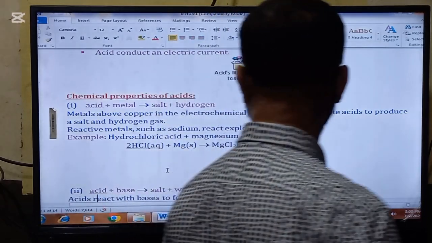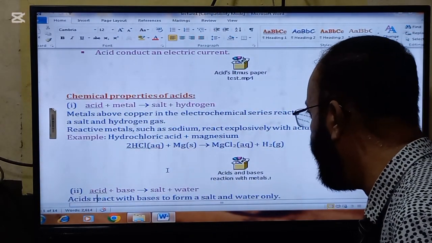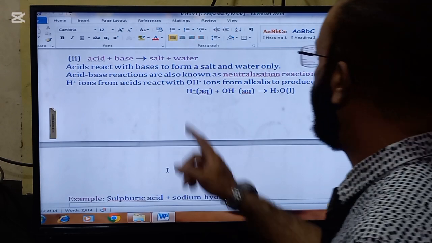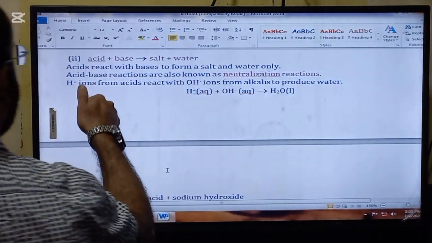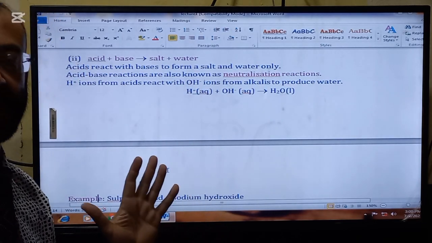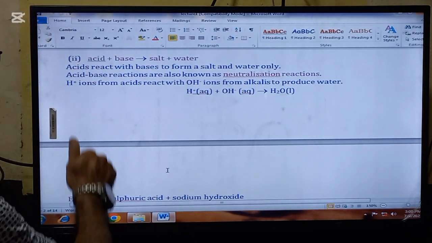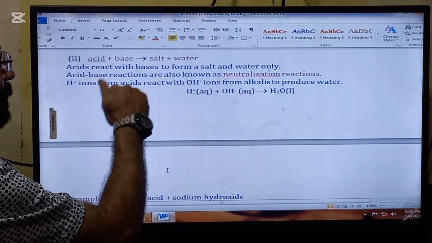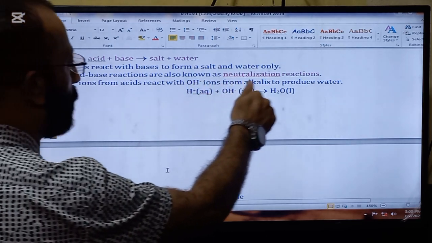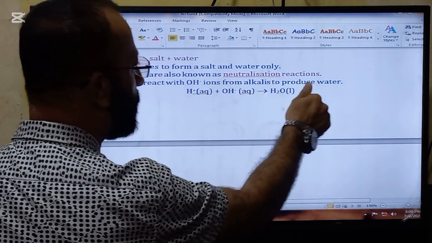So here is another video, but first you have to read this equation. Whenever acid reacts with bases, the products are salt and water. So this is another general equation which you have to learn. So acid and bases react to form salt and water. Acids react with bases to form salt and water only. Acid-base reactions are also known as neutralization reactions.